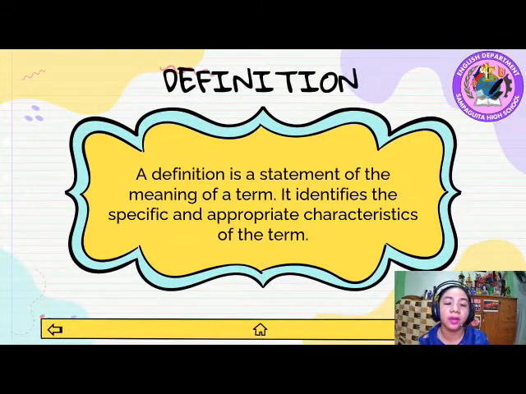Now, let's define or let's give the meaning of the word definition. A definition is a statement of the meaning of a term. It identifies the specific and appropriate characteristics of the term.